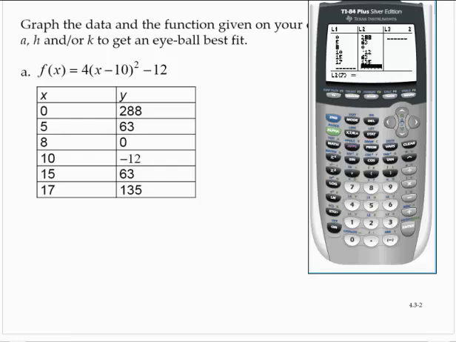Alright, so let's adjust our window. Our minimum is negative 12, and our maximum is 288, so we certainly need to see 300. So how about we go from negative 30 to 300 on the outputs, and our inputs go from 0 to 17. So how about negative 5 to 25? And a scale of 1s is fine there. And let's go from negative 30 to 300, and I'll use a scale of 10s there.